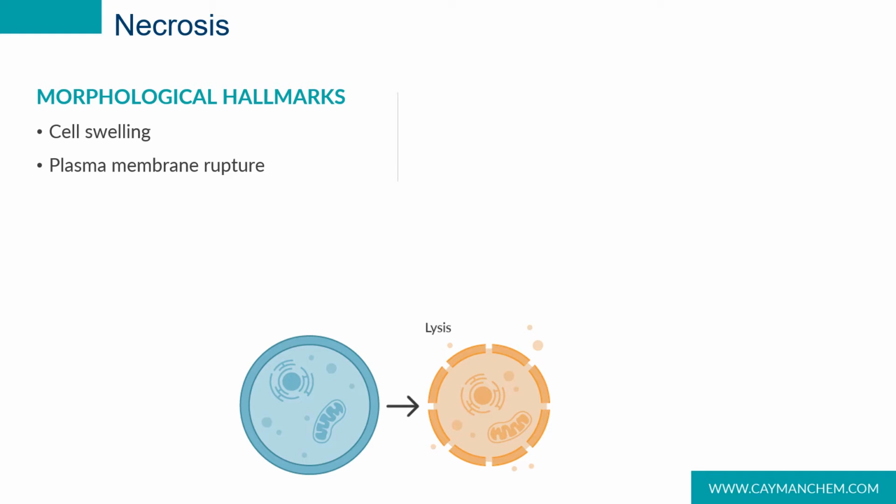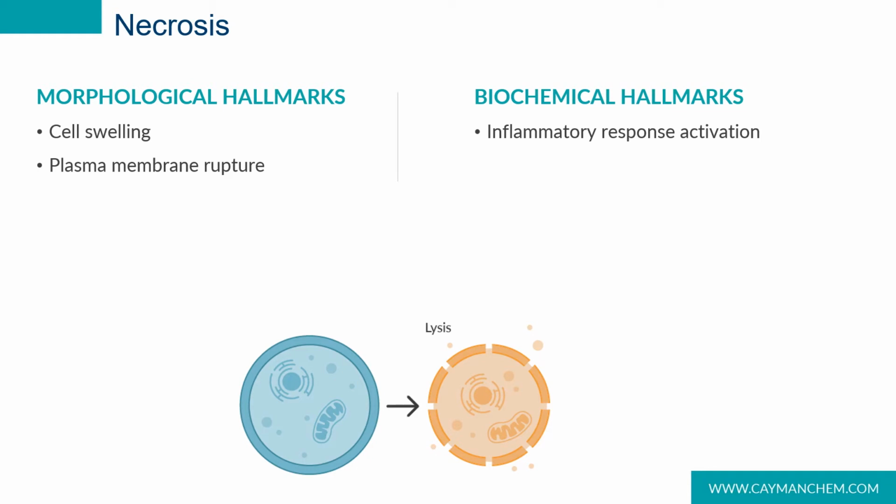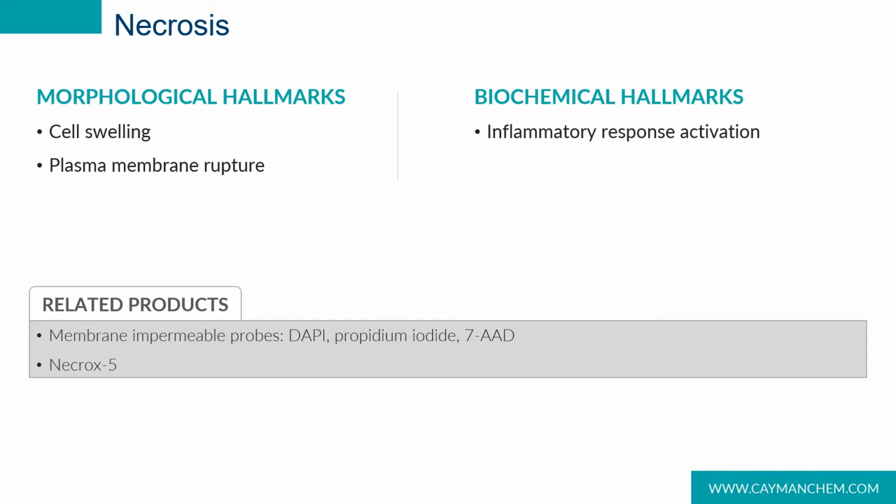Typical morphological hallmarks of necrosis include cell swelling and plasma membrane rupture, which lead to activation of inflammatory responses. Cayman offers membrane-impermeable probes like DAPI, propidium iodide, and 7-aminoactinomycin D, as well as the cell-permeable inhibitor of necrosis, Necrox-5.